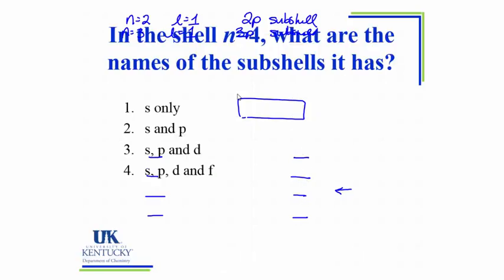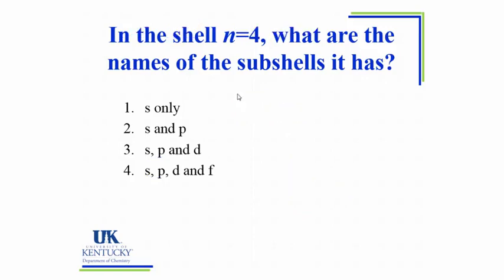So let's look at the possibilities here. In the shell n equals 4, what are the names of the subshells it has? Now I want you to stop for just a moment after I do this explanation, and I want you to think about this. If n equals 4, the question is, what are the values of L? Go back and look at how L relates to n. Once you've done that, associate names with those and then choose the right answer. Pause and resume when you think you know the answer.